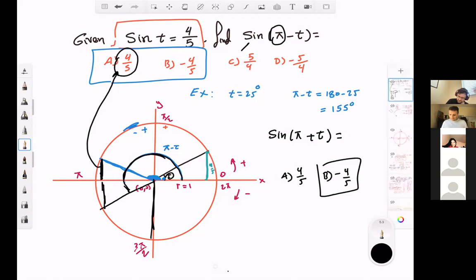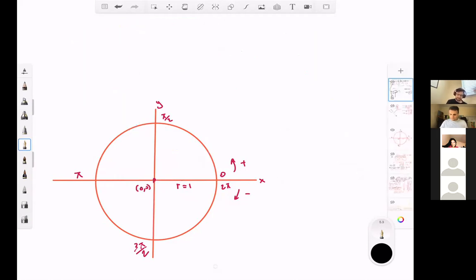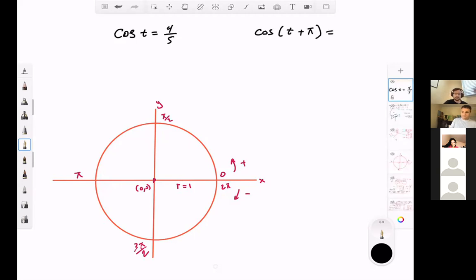Let's have another question like this. I'm gonna make it cosine. Cosine of t equal to 4/5. I am looking for cosine of t plus pi. Is this A, 4/5, B, negative 4/5?